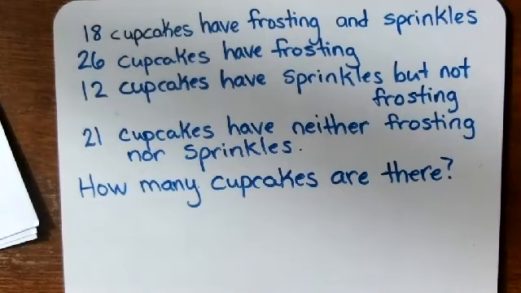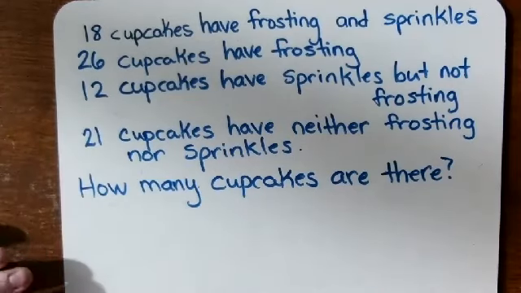You might think you can just add these numbers together and get the total number of cupcakes, but we'll show using a Venn diagram that that's not the way to approach this problem. If we were just to sum up these four numbers, we'd have 20, 40, 50, 60, 77 cupcakes. However, let's take a look at the clues.